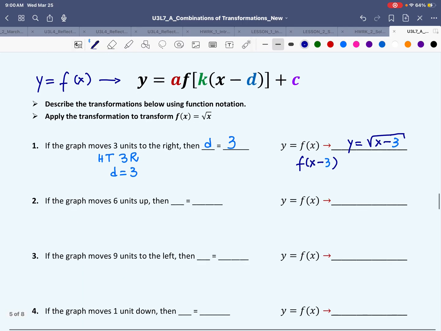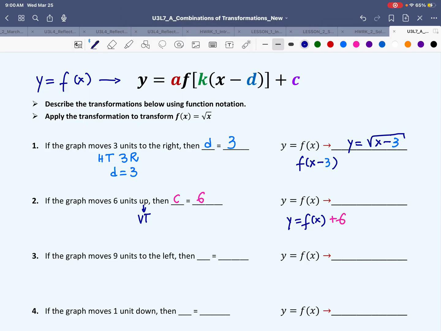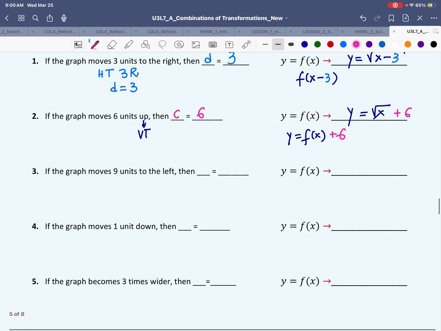If the graph moves 6 units up, that means that it's a vertical translation, which means that the value of c is going to be positive 6. And what that means is that y equals f of x now is becoming y equals f of x plus 6. So that will change the graph of the square root function to become y equals the square root of x plus 6.